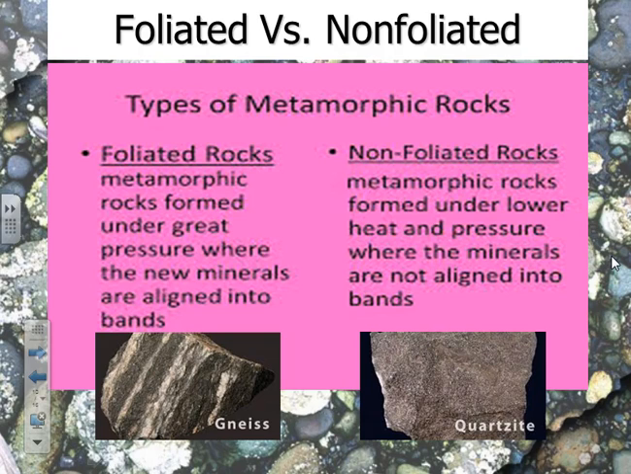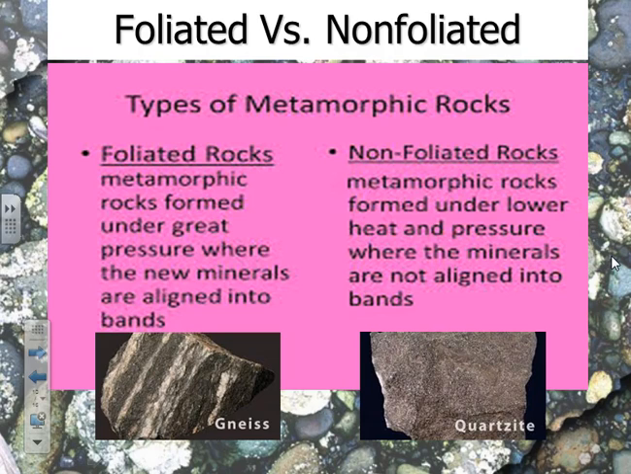Okay? The one on the left, gneiss, is what is described as being a foliated metamorphic rock. Do you see those bands? The lines? Okay, those are called bands. They're formed under a great amount of pressure. So the minerals are actually aligned into bands. So that picture of that gneiss rock on the left would be considered a foliated metamorphic rock.